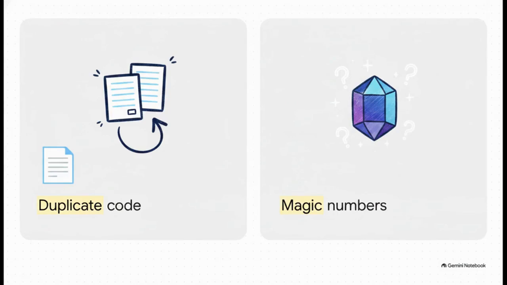Now, let's contrast 2 completely different types of bloat: duplicate code versus magic numbers. Duplicate code is blatant, undeniable repetition.